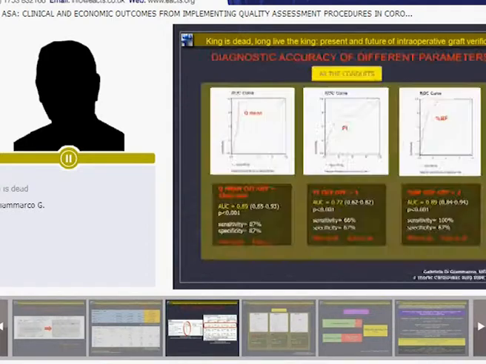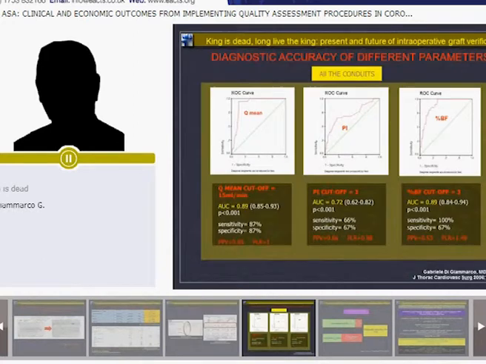And this is the analysis about the diagnostic accuracy. Using the ROC curves in our paper, we were able to find a good matching between sensitivity and specificity concerning those cutoff values of the mean graft flow, the PI, and the percentage of backward flow.